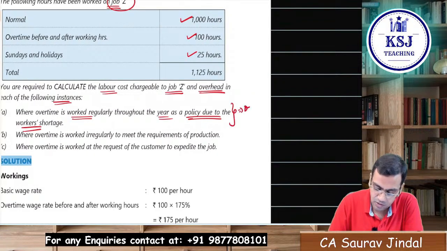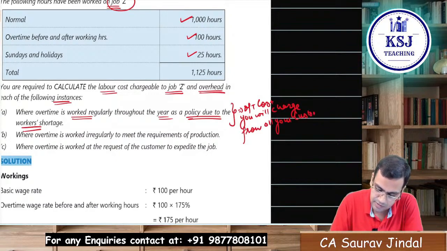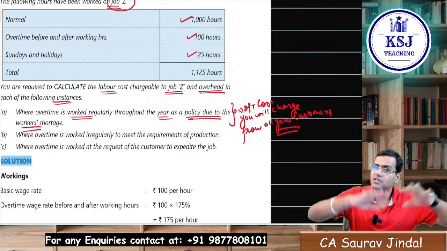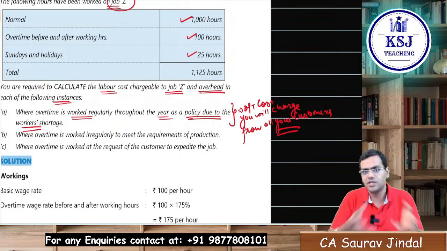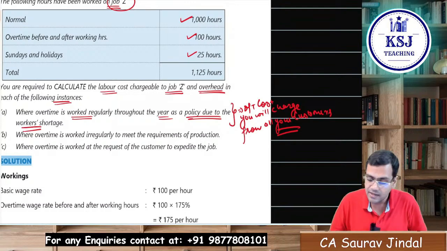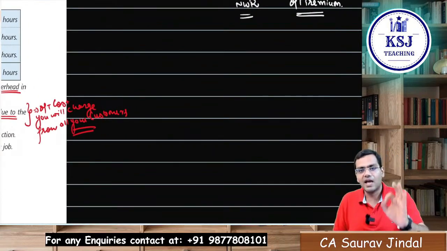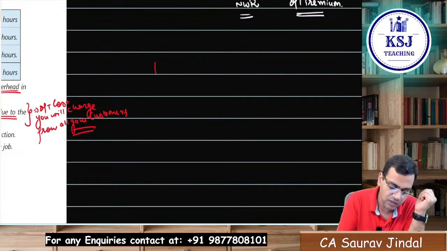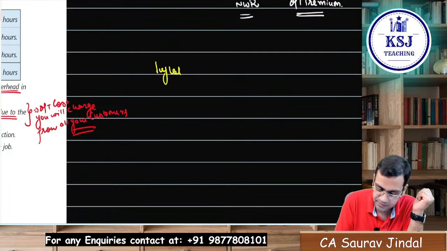Whatever is the overtime cost, you will charge it from all your customers. Sir, what about the normal wage rate? The normal wage rate also we will charge from all customers. Overtime also we will charge from all customers. Absolutely correct. So that means we will calculate a single rate. We will calculate what we call the inflated wage rate.